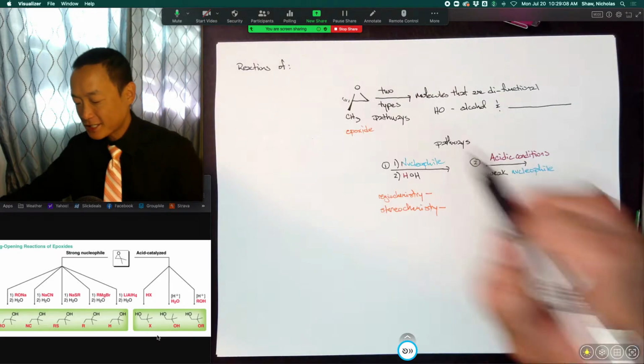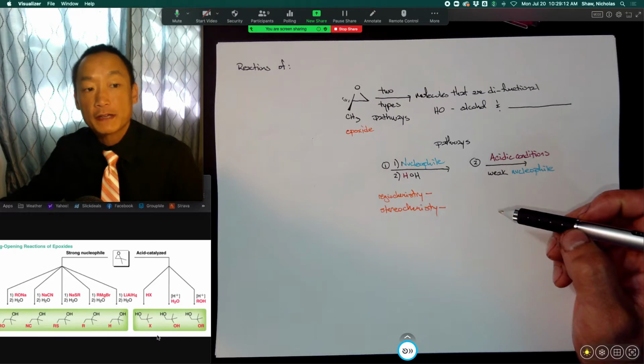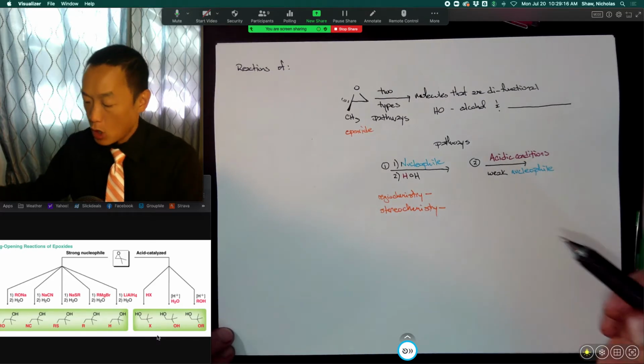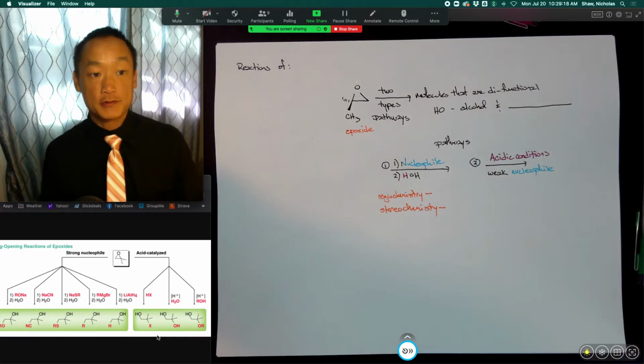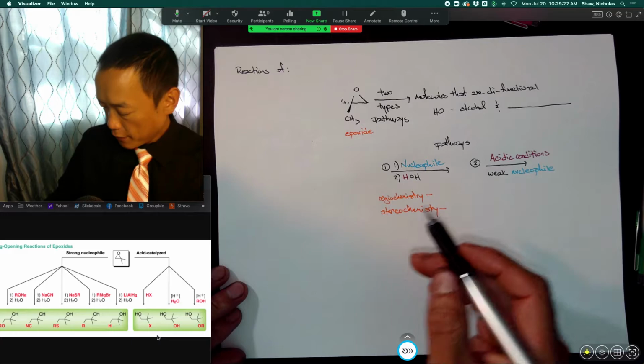And so let's take a look at the mechanistic pathway that joins all of the reactions on the left that say strong nucleophile next to them. What happens when epoxides react with strong nucleophiles first? And so pathway number 1.